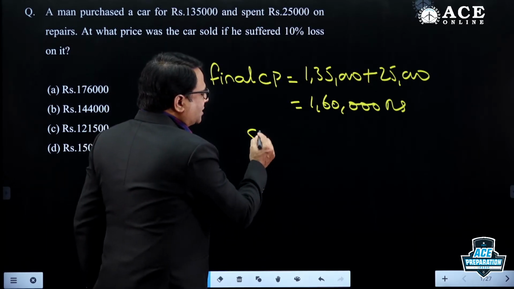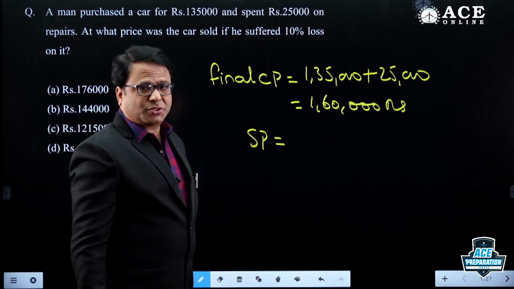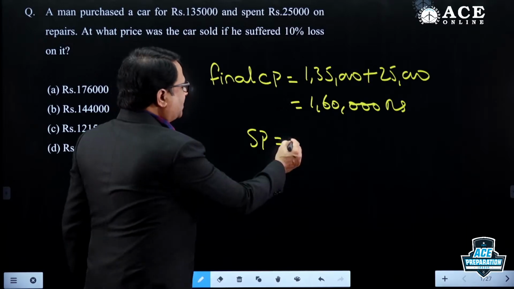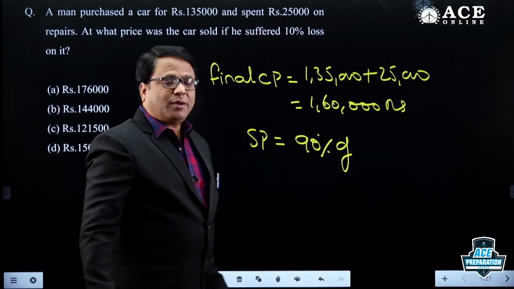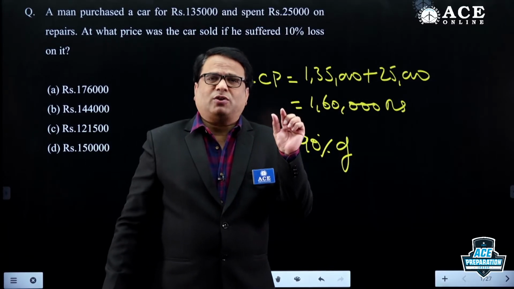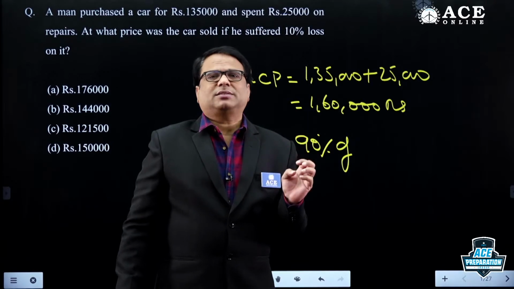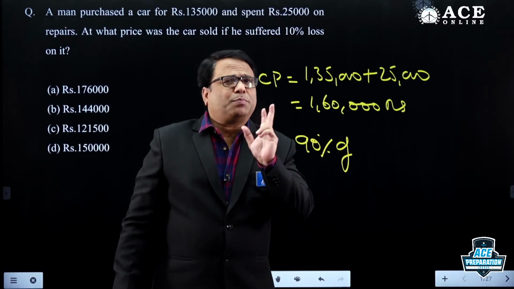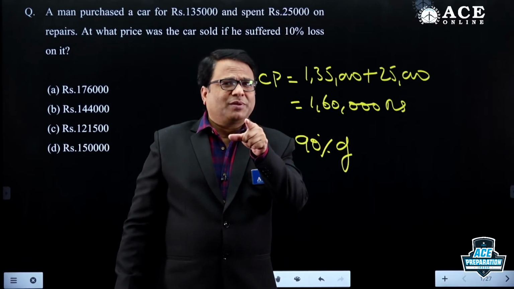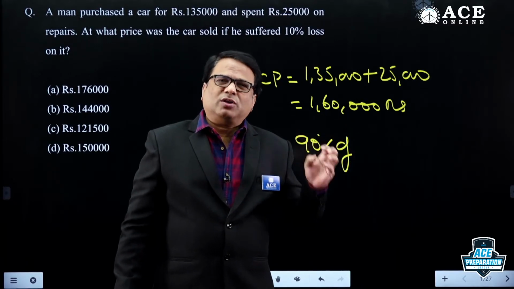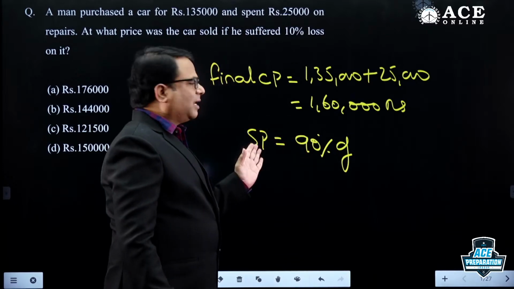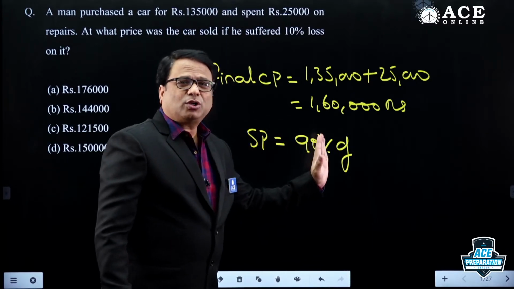When the loss is 10%, I can write the selling price as 90% of cost price. Just a minute back I told you if there is a loss of P%, selling price can be written as 100 minus P% of cost price. So here there is a loss of 10%, so I can write selling price as 90% of cost price.